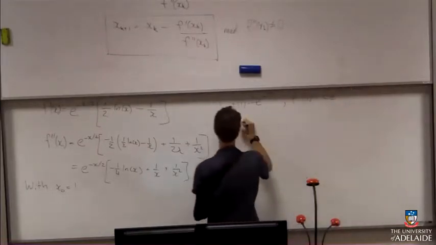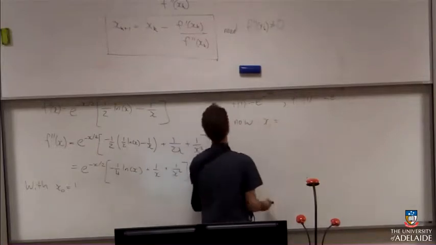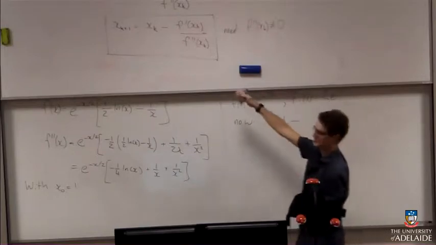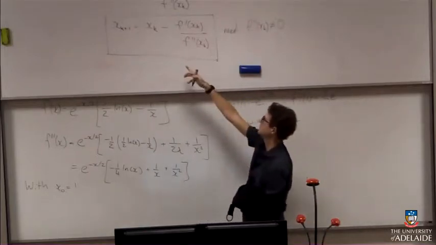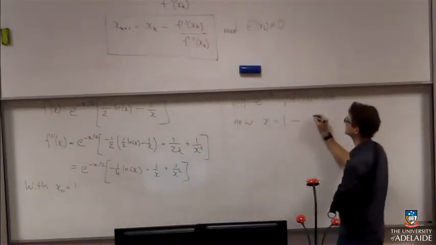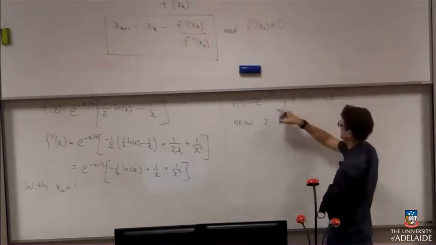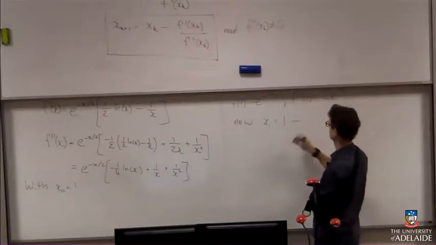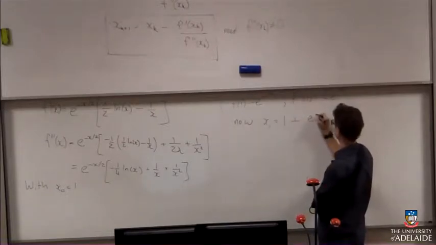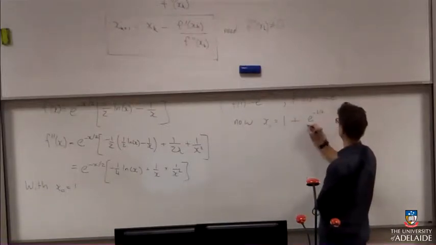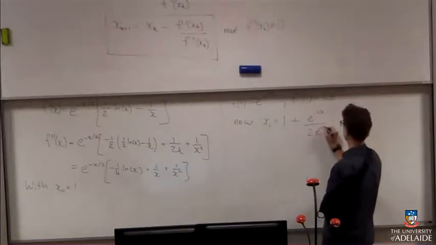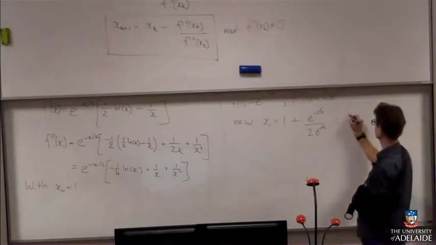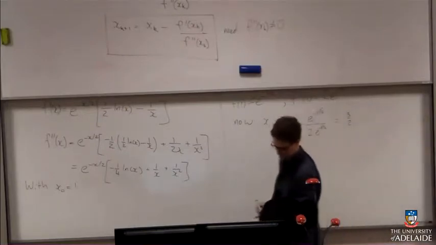And now let's just do one step of Newton's method, which is going to be using this formula that's up here. So x naught is 1. Take away f prime of 1, which is that. So this is going to give me an e to the negative a half divided by 2 e to the negative a half, and they cancel out. And that's going to give me 3 on 2, which is nice.